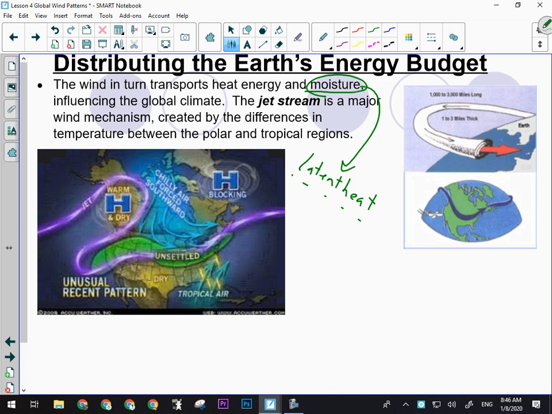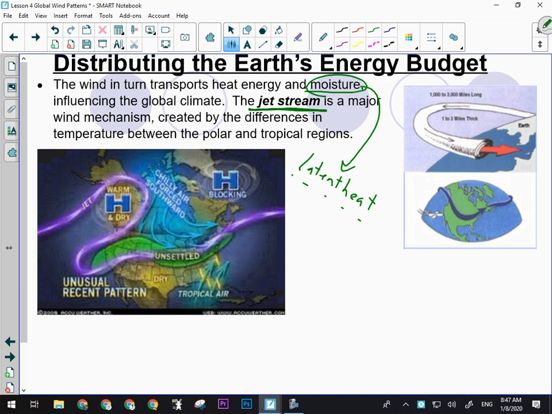Now, the thing we want to talk about right now is a particular wind mechanism known as the jet stream. Now, the jet stream is a high altitude, high velocity wind mechanism. And its shape is always changing. So when the jet stream changes its shape, we generally get a change in our weather patterns. Because the jet stream can push large air masses around, and vice versa.